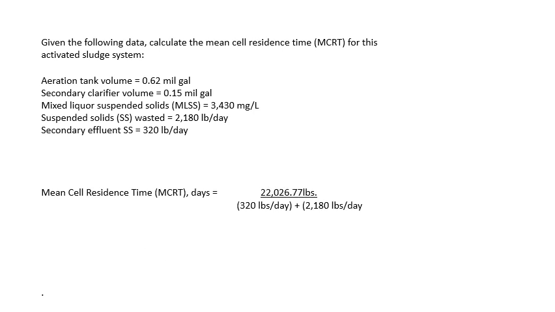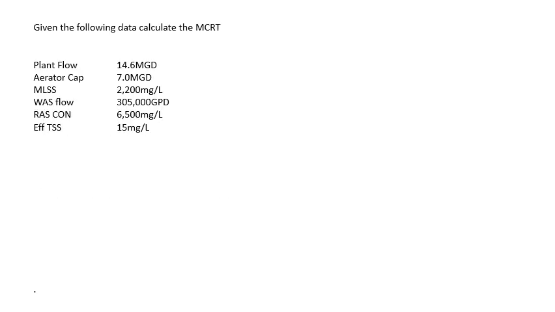So 22,026.77 pounds divided by 320 pounds a day plus 2,180 pounds a day. You add those together and get 2,500 pounds per day. So the mean cell residence time is 22,026.77 pounds divided by 2,500 pounds per day. And your answer is 8.81 days.